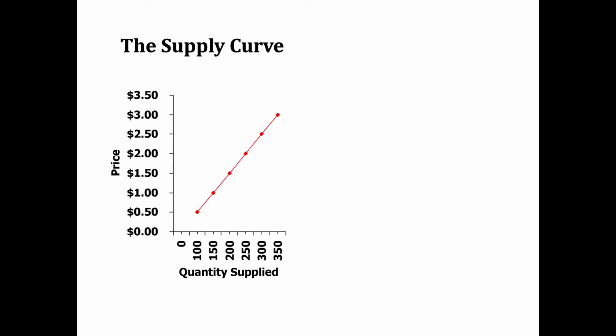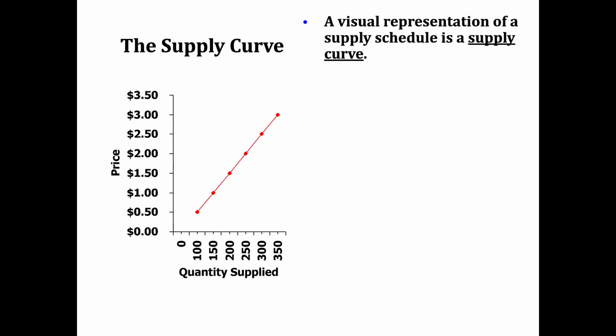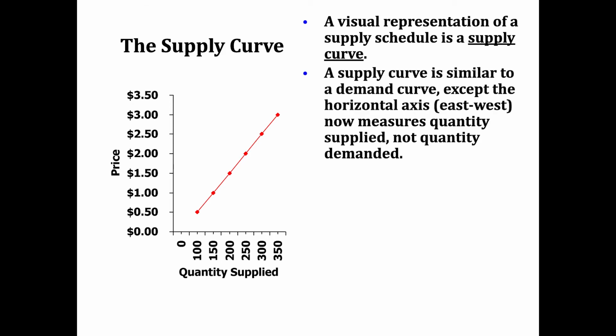Now, just as we turn demand schedules into demand curves, we also graph supply schedules into supply curves. So a supply curve is a visual representation of a supply schedule. And you can see here it is similar to the demand curve, except the horizontal axis, the east-west axis, now measures quantity supplied, not quantity demanded.